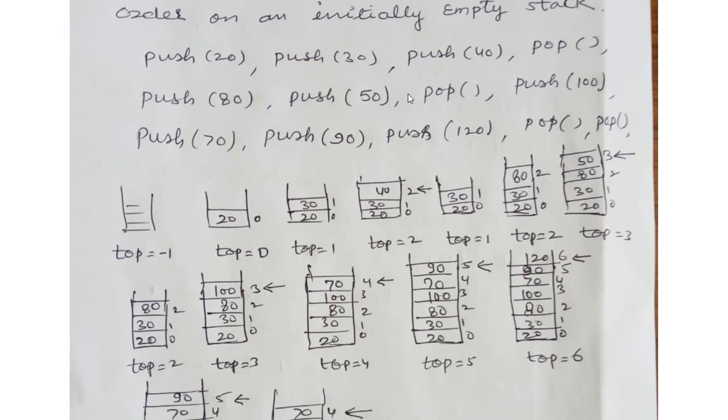Now if I push 80, push 50, so first 80 will be pushed, then 50 will be pushed and top will become 3 in here. Now I am performing this operation pop. So pop, so this 50 will go out.